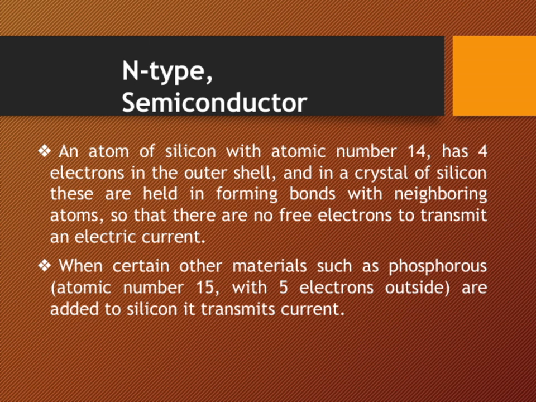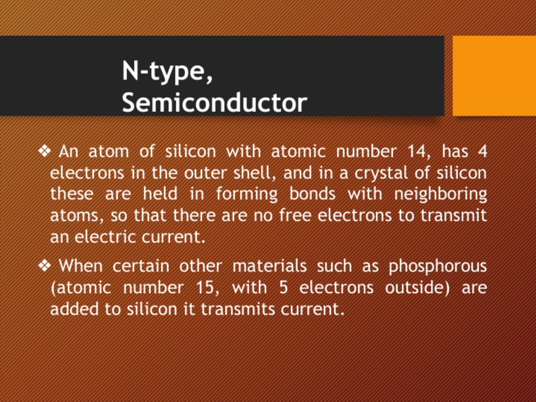Phosphorus has an atomic number of 15, with 5 electrons in its outer shell. When added to silicon, the extra electron from phosphorus doesn't get involved in bonding, but becomes a free electron within the silicon crystal. This creates what's called an N-type silicon, or N-type semiconductor.